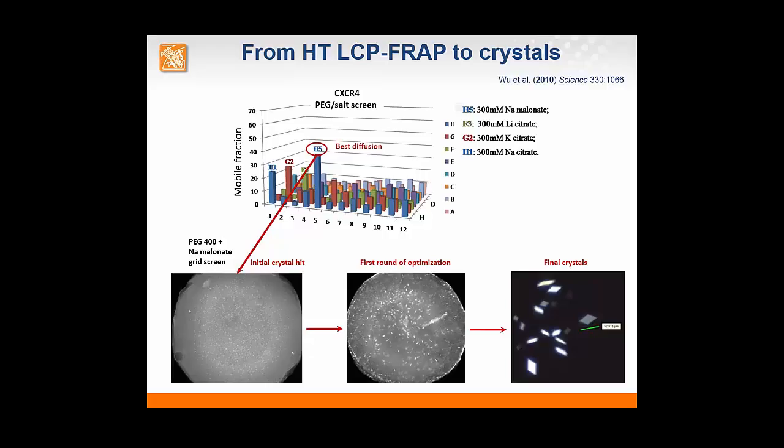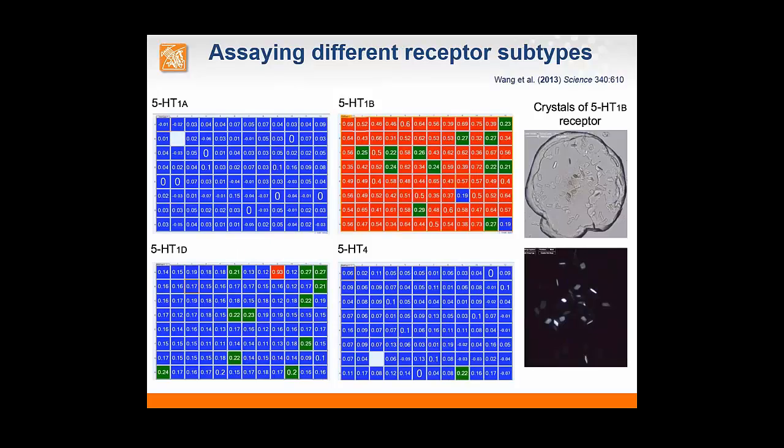The second example is for looking at different subtypes of a serotonin receptor.